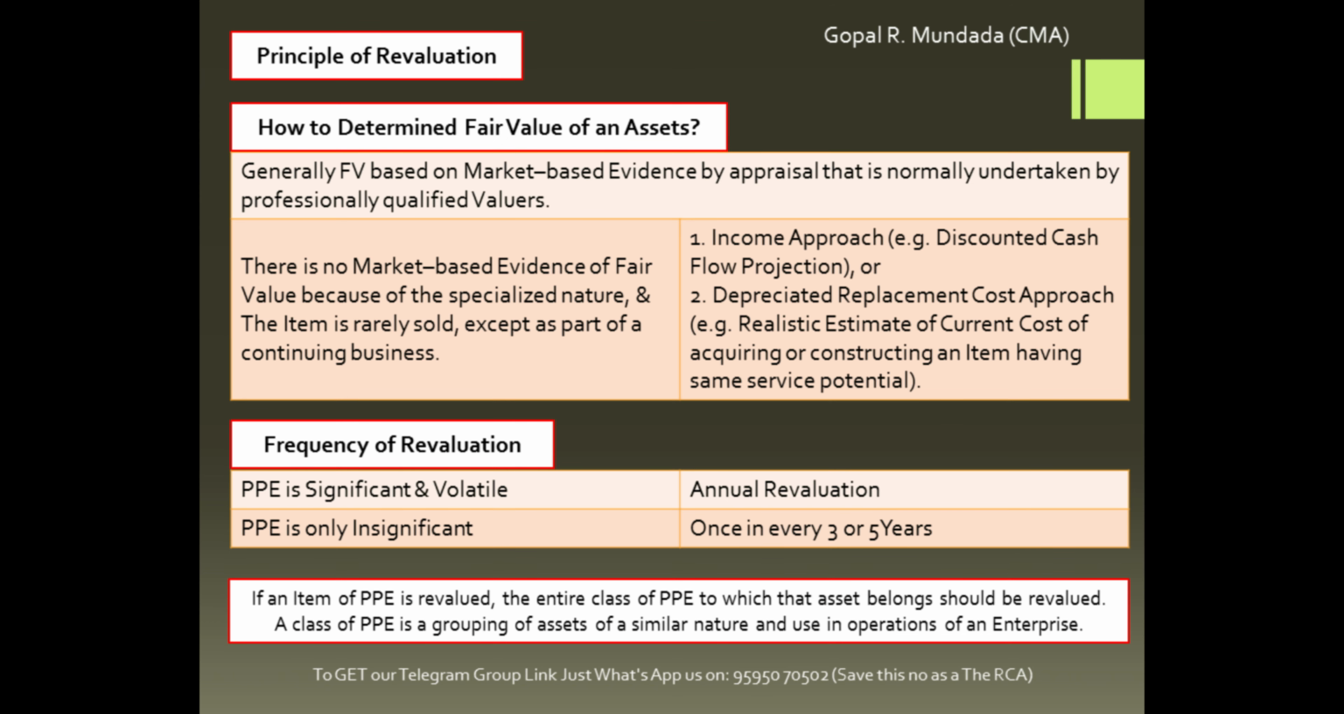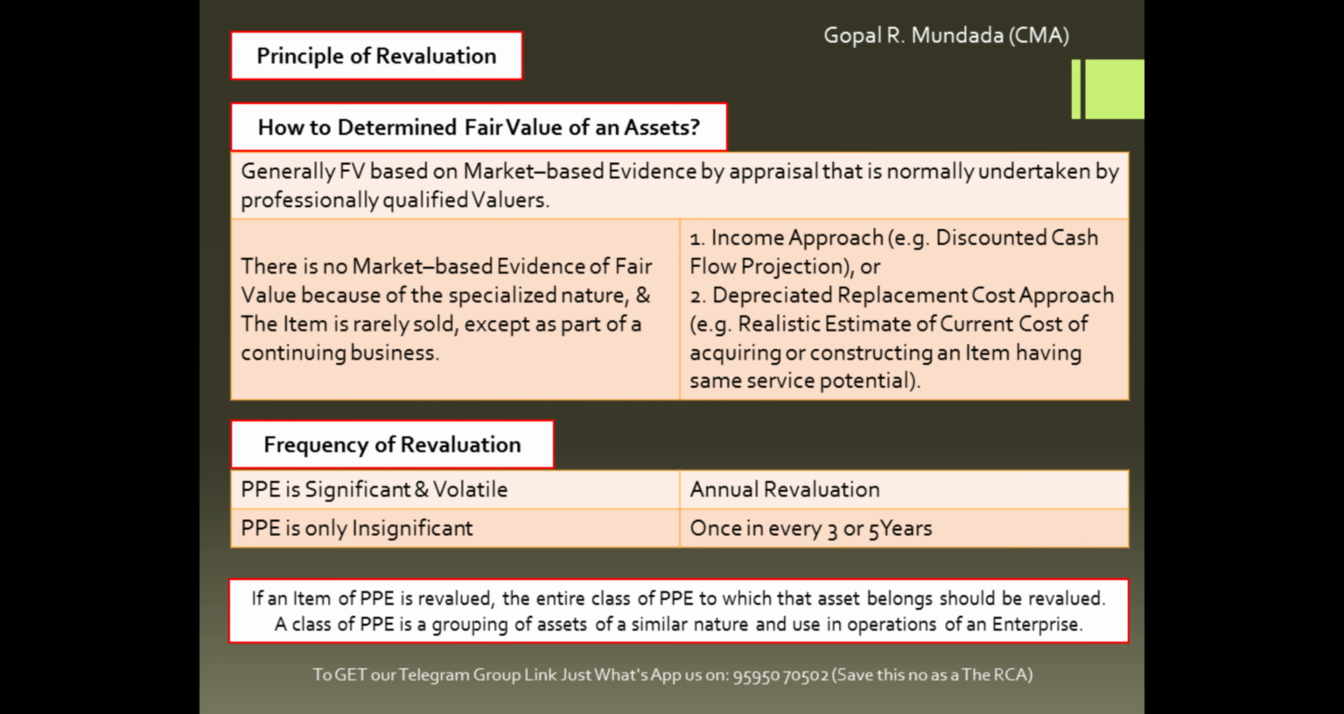So now we can discuss the principle of revaluation. Under the principle of revaluation, we understand how to determine the fair value of the asset. There are two situations: market based prices are evident or market based prices are not evident. If market based prices are evidenced by appraisal, then the fair value is the market based price available in the market. If no market based price is present, in such case we can use the income approach or depreciated replacement approach or any other approach as prescribed by Accounting Standard 10.